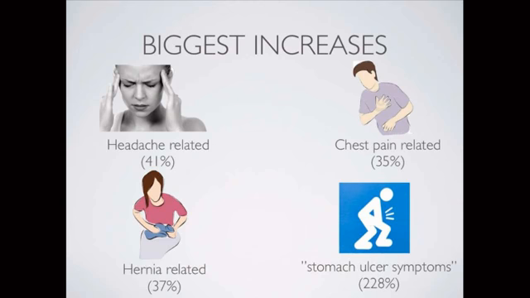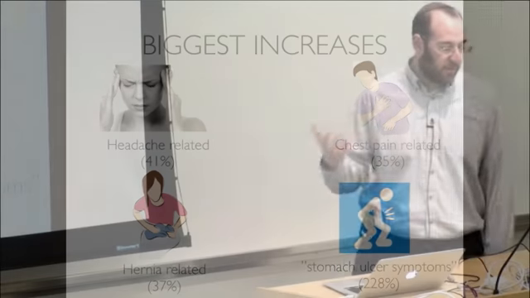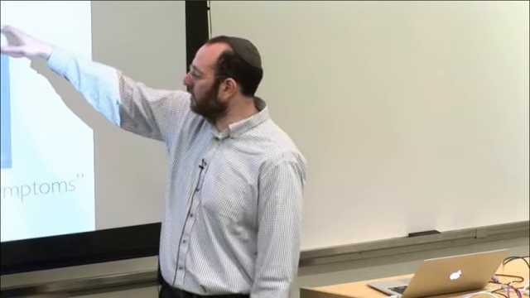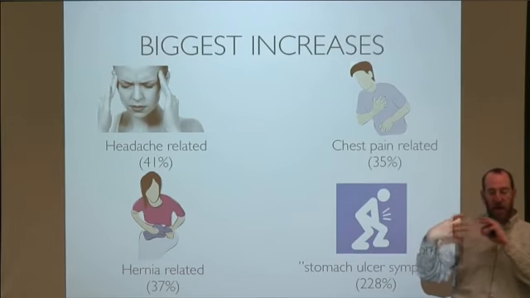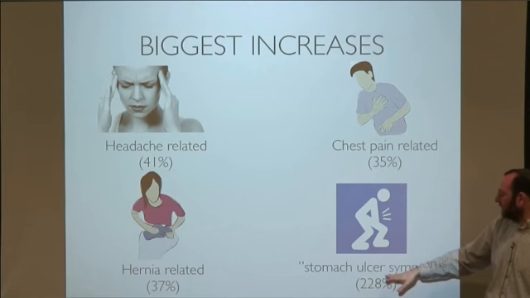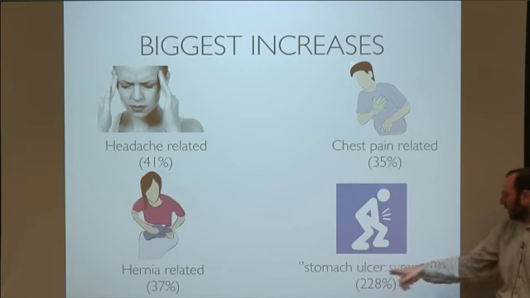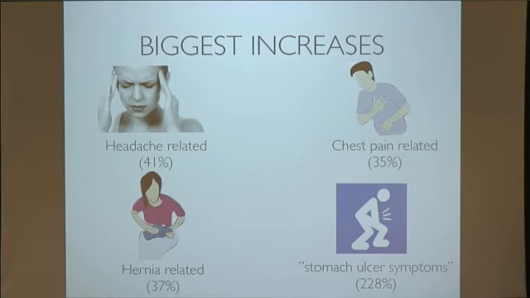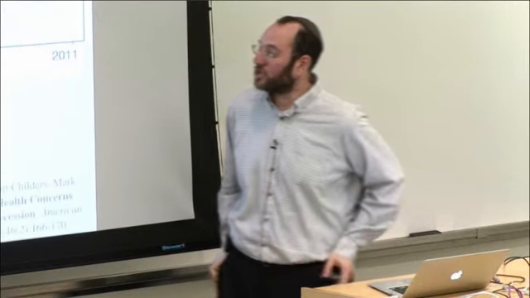So what were the biggest increases? We found headache-related queries went up 41%, hernia-related 37%. That's the best hernia picture I could find. Chest pain-related 35%. And when I say related, I mean a couple of different queries all searching about headache-related items. And then the single query that had the biggest spike was stomach ulcer symptoms, which went up 228% during this time period.